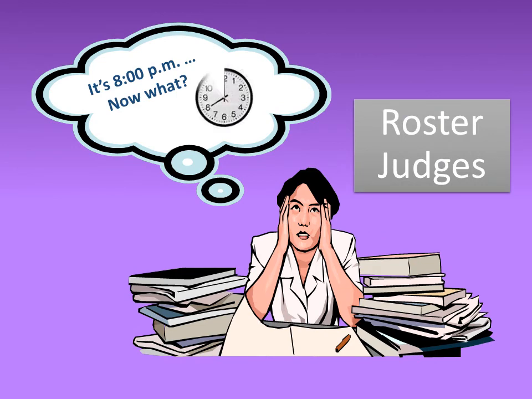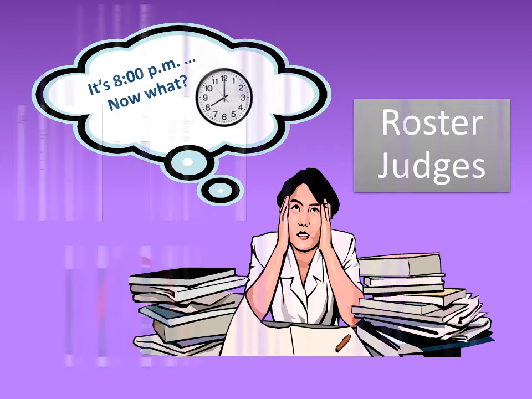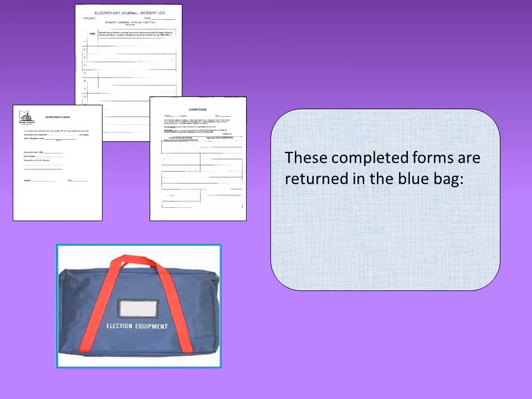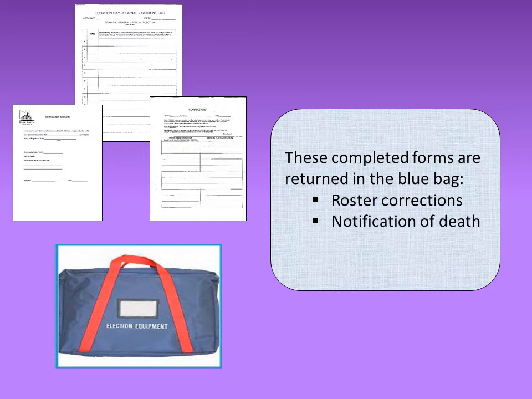When the polls close at 8 p.m., everyone in line gets to vote. All voting is done. Now where does everything go? These completed forms are returned in the blue bag. Give these items to the head judge: roster corrections, notification of death, incident log.